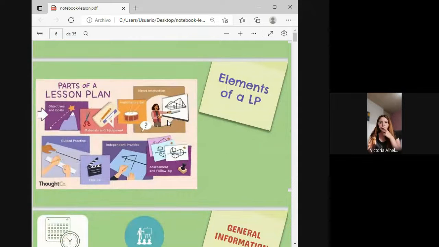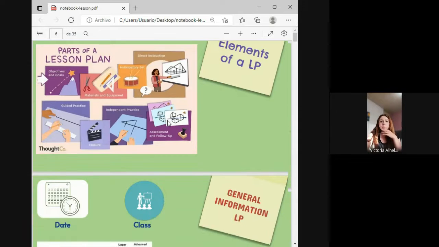The elements of a lesson plan, here we have a picture. It says that we have objectives and goals, materials and equipment, guided practice, the closure, the independent practice, anticipatory set, during constructions, and assessments and follow-up. Okay, an element of the lesson plan is the objectives and the goals. So we can continue with the other slide, Roberto.